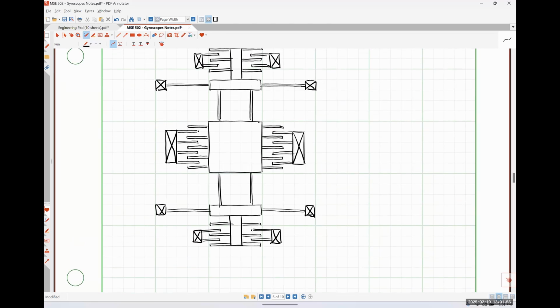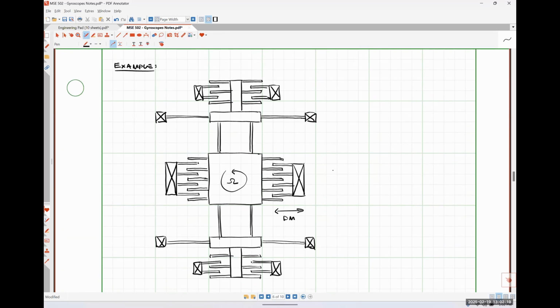So essentially, what's going on here is our drive mode vibrations are going to be in this direction. If our central plate experiences some rotation capital omega, then it's going to induce sense mode vibrations in this direction that we can quantify using those capacitive comb drives on the top and the bottom of the structure.